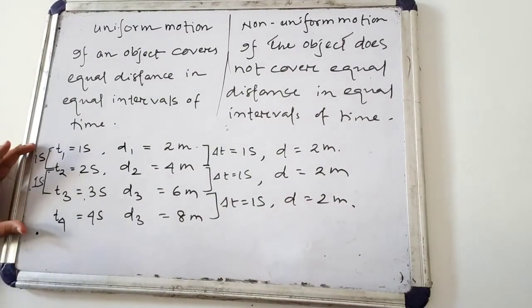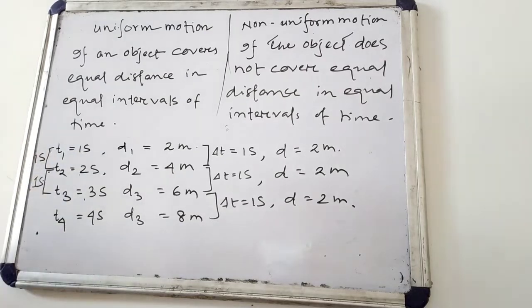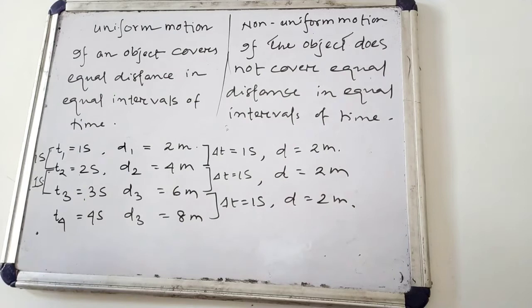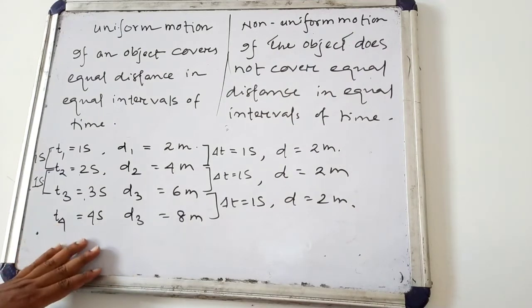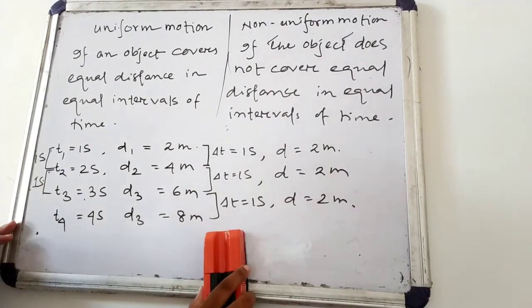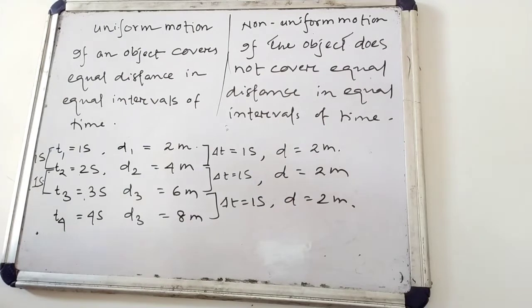So in this example, in a time interval of 1 second, the object is always covering a distance of 2 meter. That means equal distance in equal interval of time. So that type of motion is called uniform motion. And in case of uniform motion, velocity always remains constant.